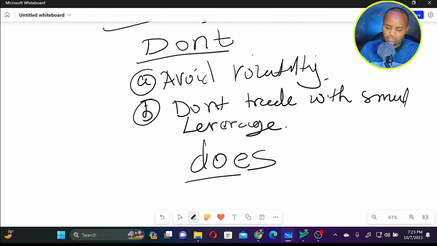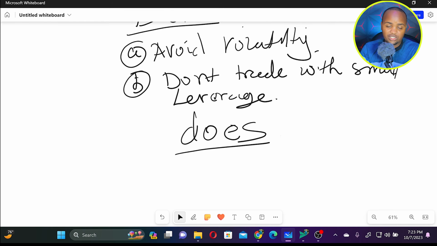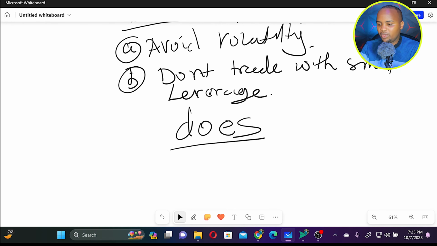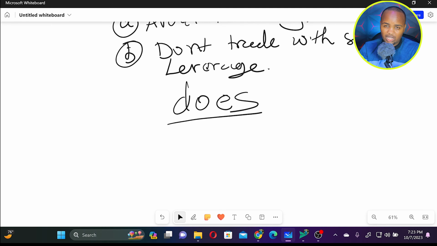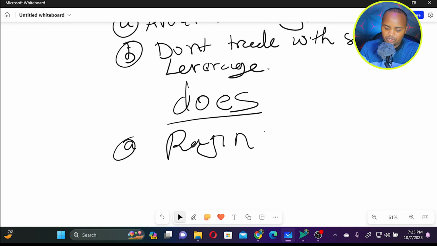Let's just go to the do's. First of all, what I have to consider in terms of the do's is to make sure I'll be trading when the market is ranging, and remember to avoid volatility. All of this becomes positive here, the opposite of number one. And I'll make sure that I trade with the highest leverage. All those are in the do's.